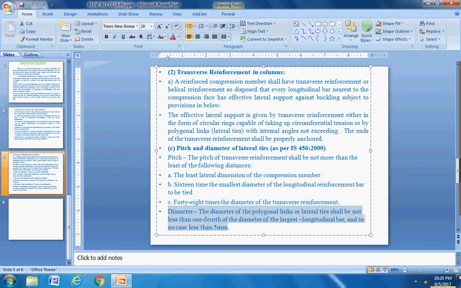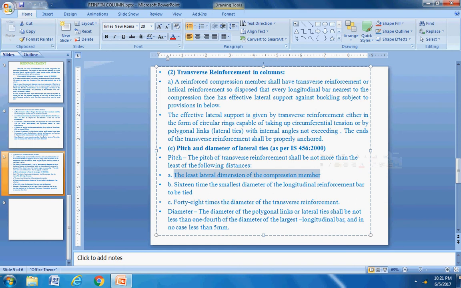One is 1/4 of the diameter of the largest longitudinal bar. That is, if the diameter of the longitudinal bar is 16 mm and 20 mm, we take 20 divided by 4. And another one is 5 mm, now it is 6 mm. Of the two values, that is the diameter of the largest longitudinal bar divided by 4 and 6 mm, we take the greater value. Then pitch.